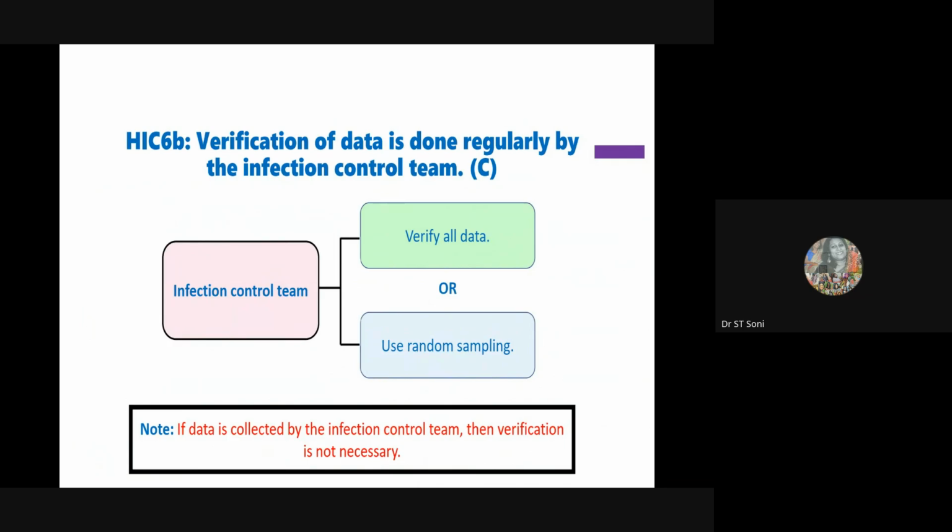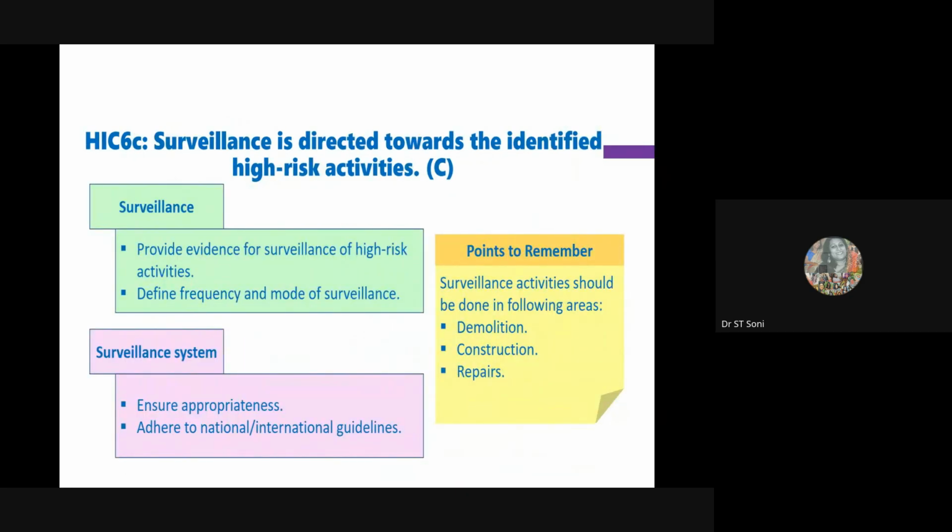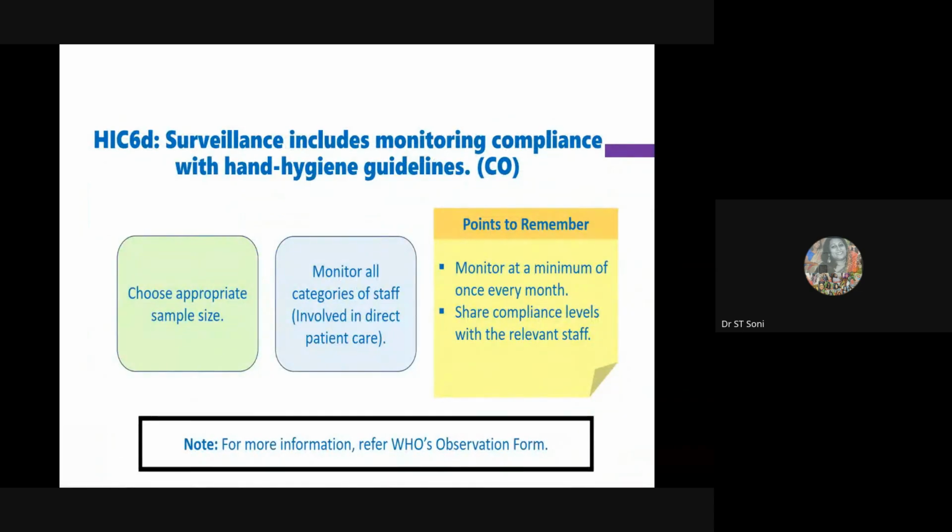Whatever surveillance we are doing, we need to verify the data by our IPC team using random sampling. Anyone can verify it, but they should be a team member, or someone outside the team, who is trained to do the verification of the data. Mostly the ICN verifies, and the infection control officer also verifies it. Then surveillance should be directed to the high risk activities. I have told you some examples, that is demolition, constructions, and the repairs. And the frequency and mode of surveillance can depend upon our requirement.